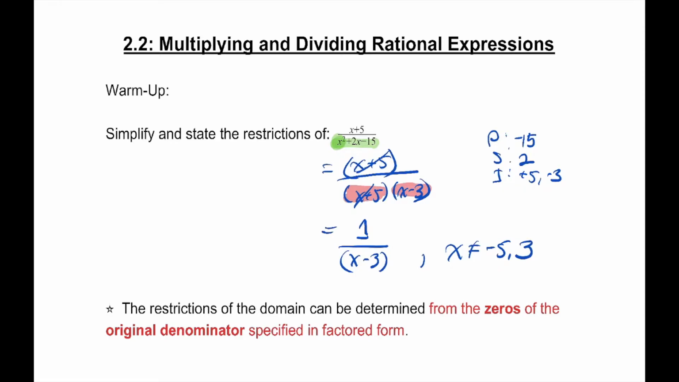Here I made it as a separate note that the restrictions of the domain can be determined from the zeros, so we need to look at the zeros of the denominator, but of the original denominator specified in factored form.